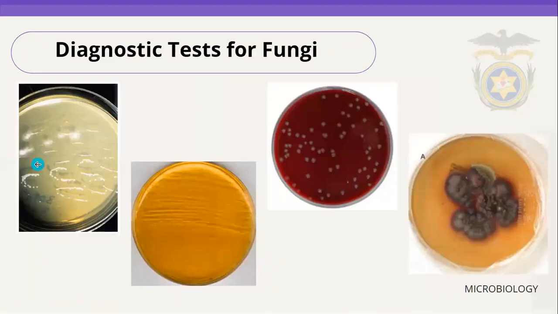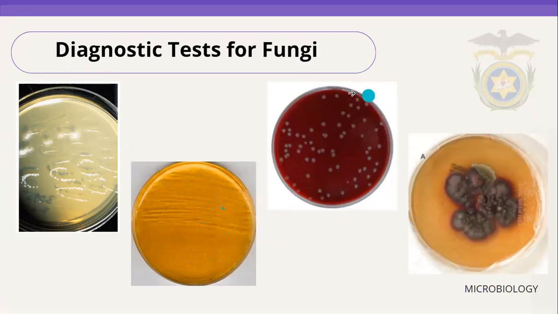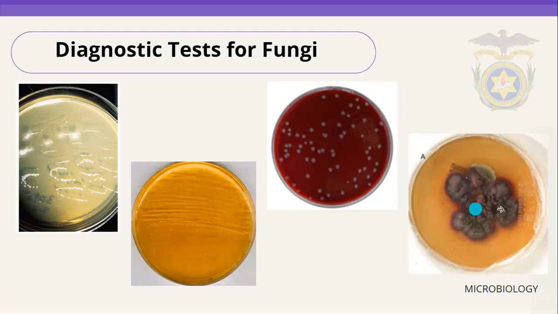So let me just go back here and emphasize these selective media. For our first media here, we have our Sabouraud dextrose agar. And our next agar is this yellow one, the brain heart infusion agar. And this third media is the BHI enriched with blood and antibiotics, and it can be made selective by the addition of cycloheximide, chloramphenicol, and gentamicin. Our last medium here is the inhibitory mold agar to recover Cryptococcus.